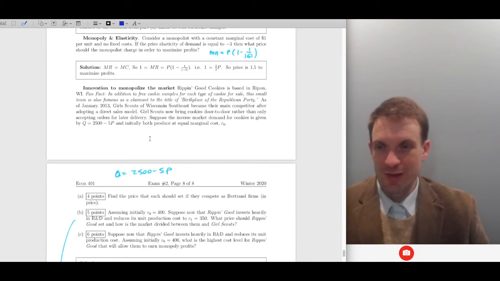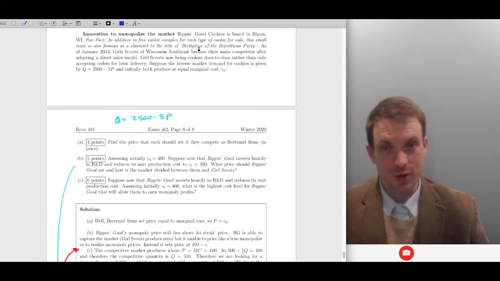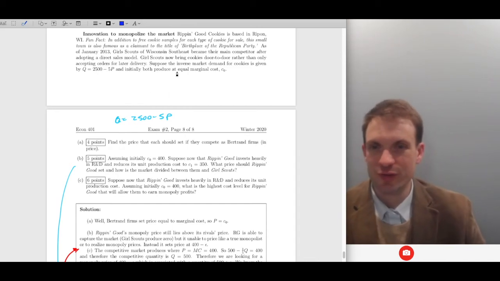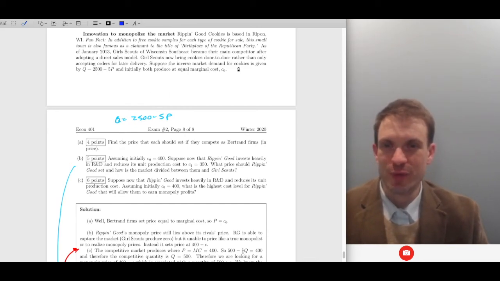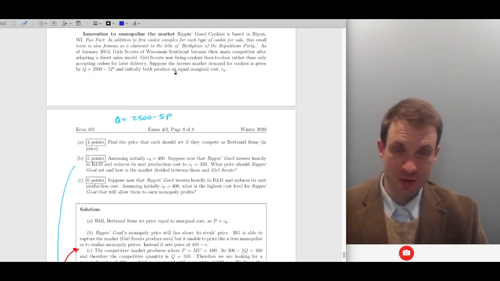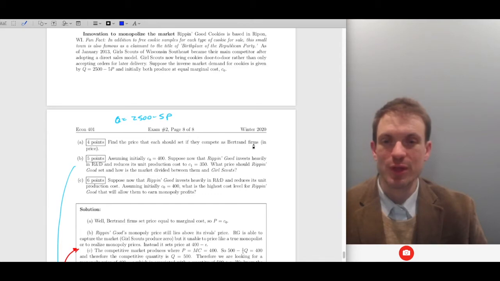All right, and then the last one, innovation to monopolize the market. So Ripon Good Cookies, again, based in Ripon, Wisconsin, is now going to compete with Girl Scouts of Wisconsin, Southeast. This is one with my niece, I think. Anyway, suppose the market demand for cookies is given by Q equals 2,500 minus 5p. Initially, both Girl Scouts and Ripon Good are producing at equal constant marginal cost, C naught. Find the price they should set if they compete as Bertrand firms.